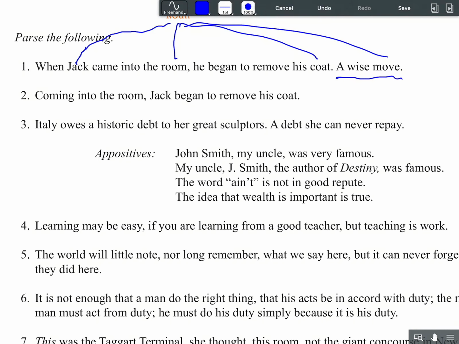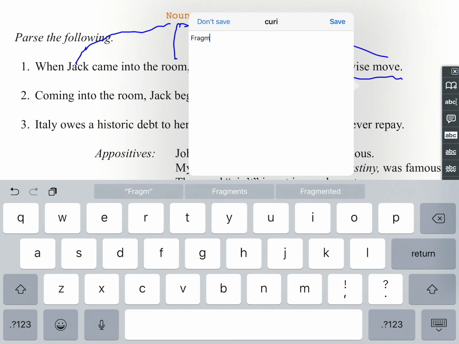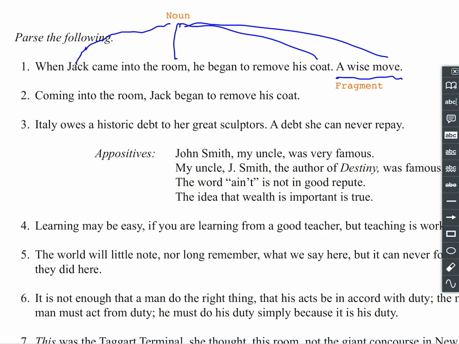Okay, and then this is a fragment because there's no verb. It's just a noun phrase. Move is a noun here because it's a move. So it's a thing. And wise is a modifier, so that's just an adjective.